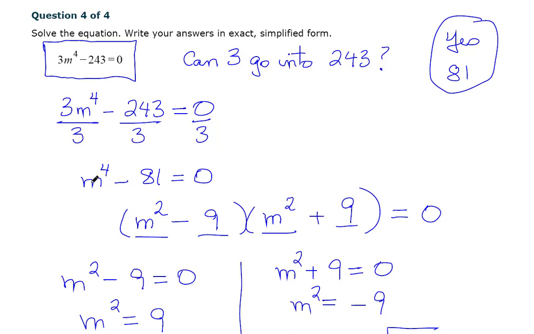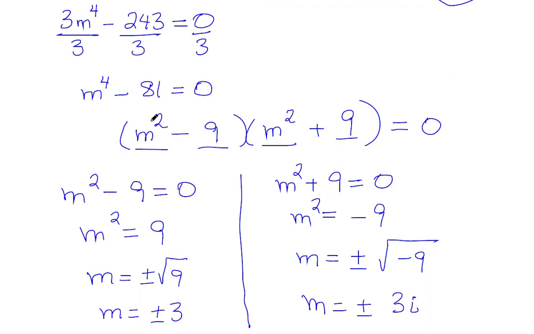Now the question is, is that factorable? Let's see. I need two things to multiply to give me m to the fourth. All right, well, m squared, that'll work. I need two things that'll multiply to give me 81. Okay, well, that's a 9 and a minus 9. And if I add together the middle and the outside, notice they do cancel, and I have no middle term. So we're in good shape.